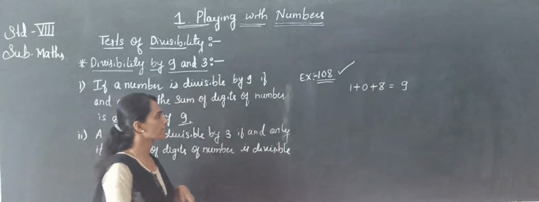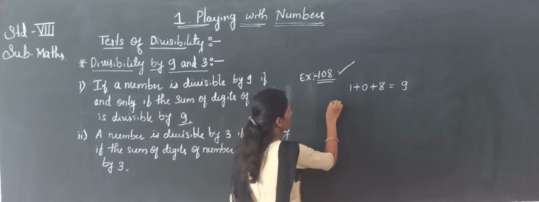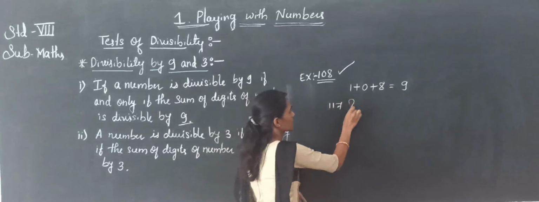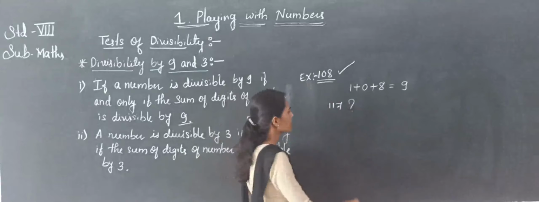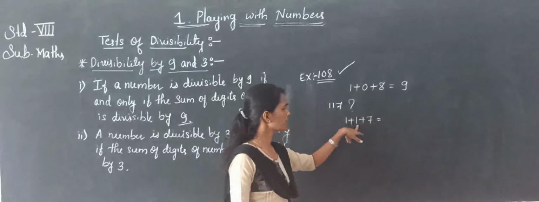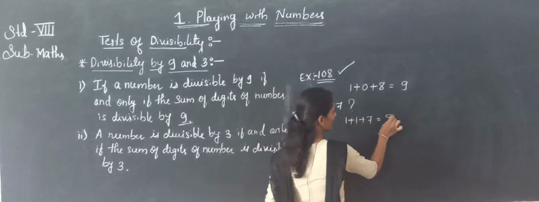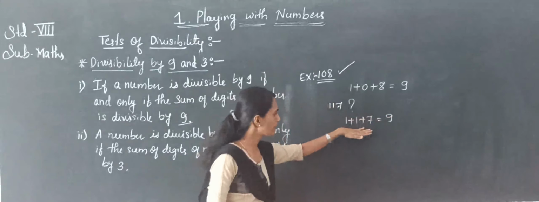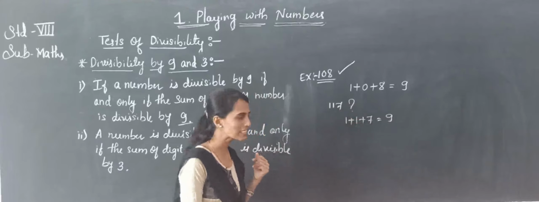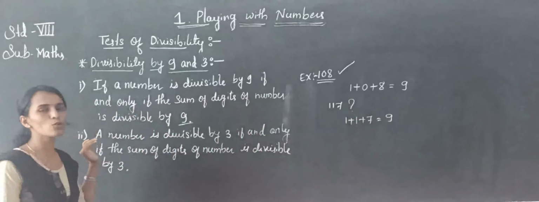Let's check one more example, 117. Whether 117 is divisible by 9 or not. So 1 plus 1 plus 7: 7 plus 1 is 8, 8 plus 1 is 9. This 9 is divisible by 9, so the given number 117 is also divisible by 9. Got it now, students?